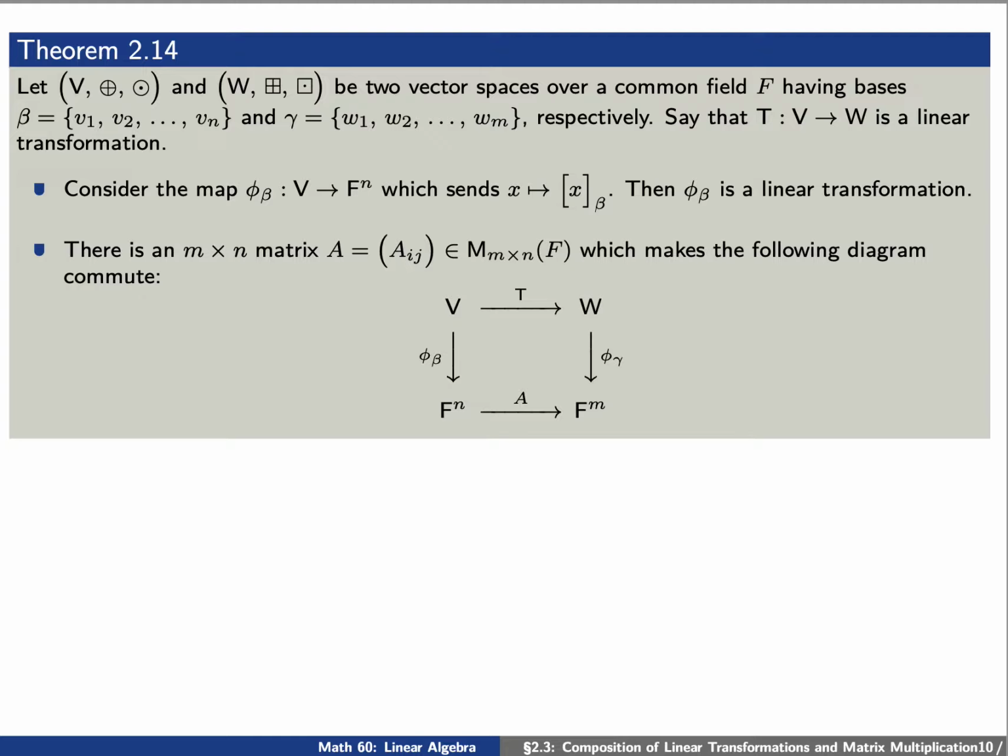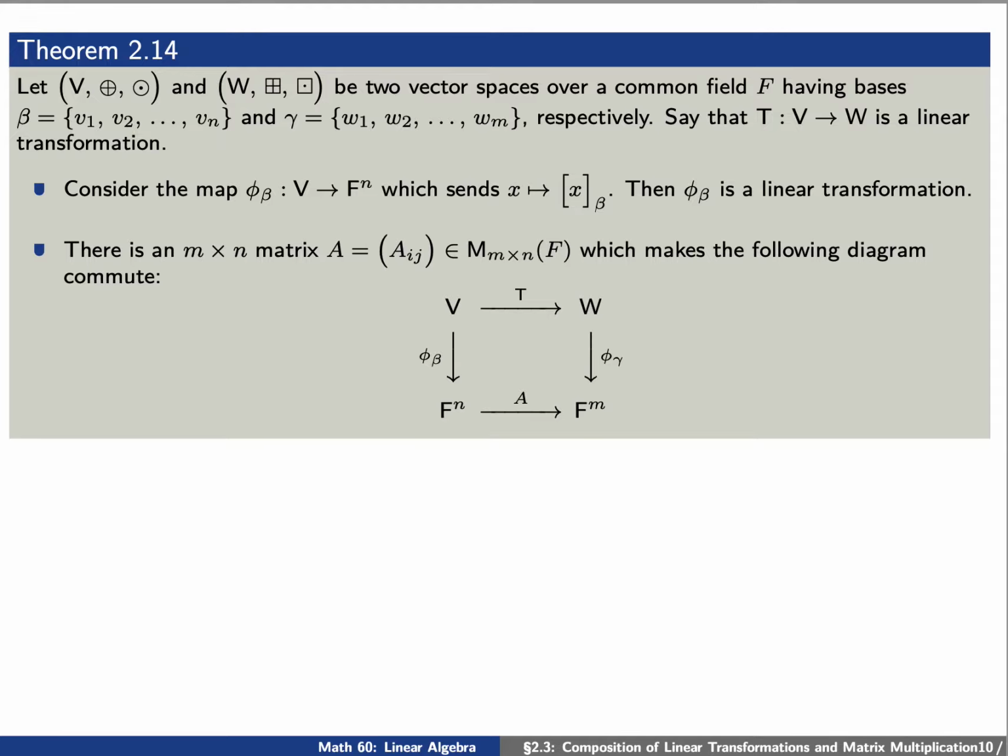Say now that we have two vector spaces, V and W, having bases beta and gamma respectively. Let's say that T is a linear transformation. First, the coordinate vector that we wrote before allows us to define a linear transformation. That is, given a vector x from our vector space V, the vector that we get by just looking at the scalars will define a linear transformation itself.